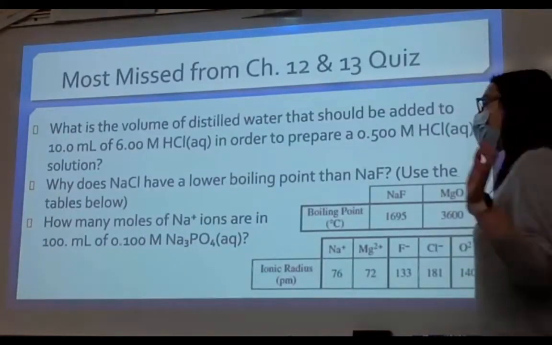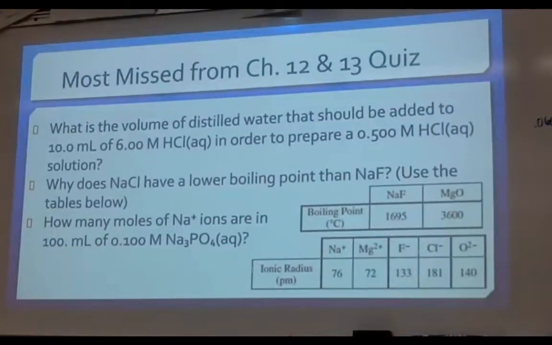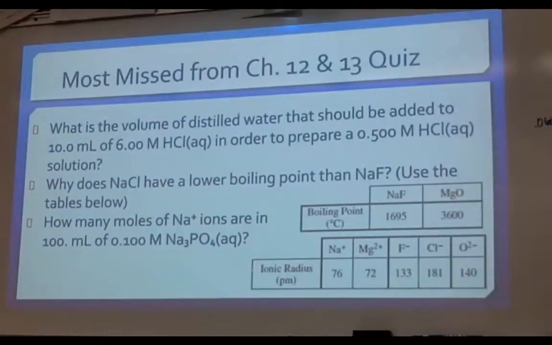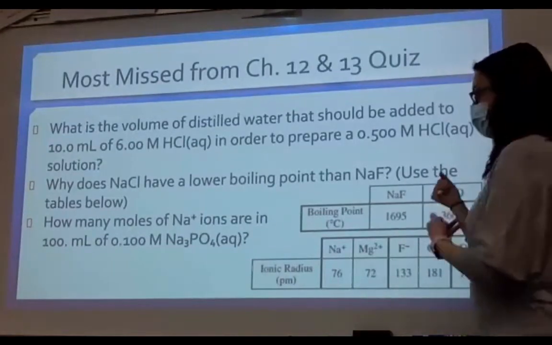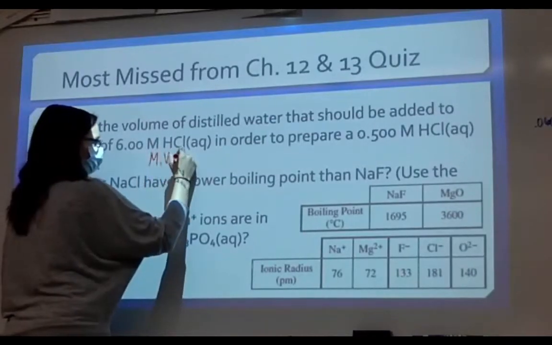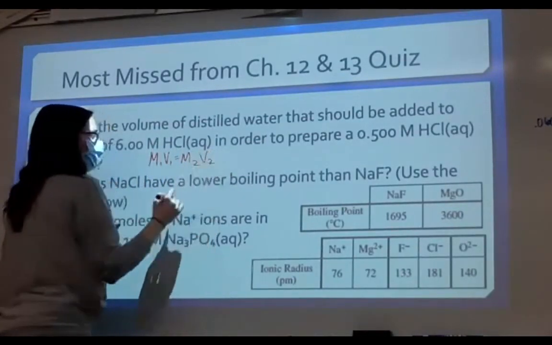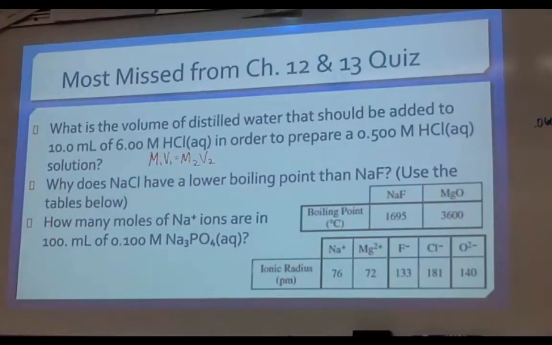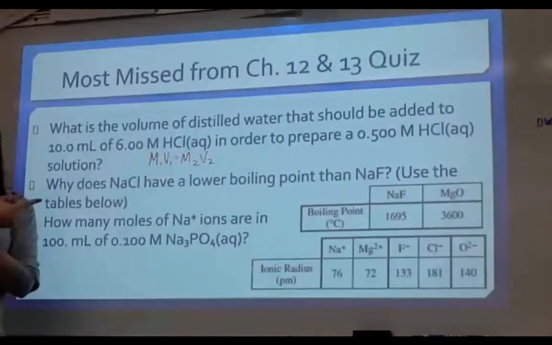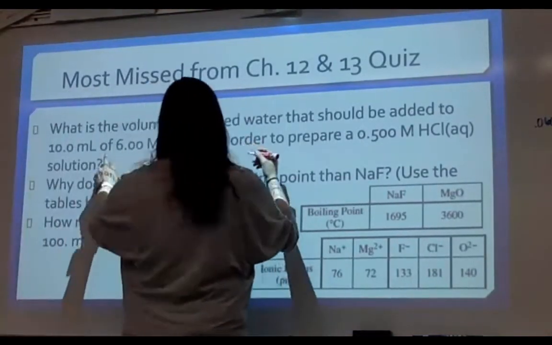And again, all of these are old or practice AP multiple choice questions. So this first one, what is the volume of distilled water that should be added to 10 milliliters of 6 molar HCl in order to prepare a 0.5 molar HCl solution? So based on the answers I saw, everyone knew this was dilution because you had HCl and you were just going to a different concentration of HCl. And you're adding distilled water.